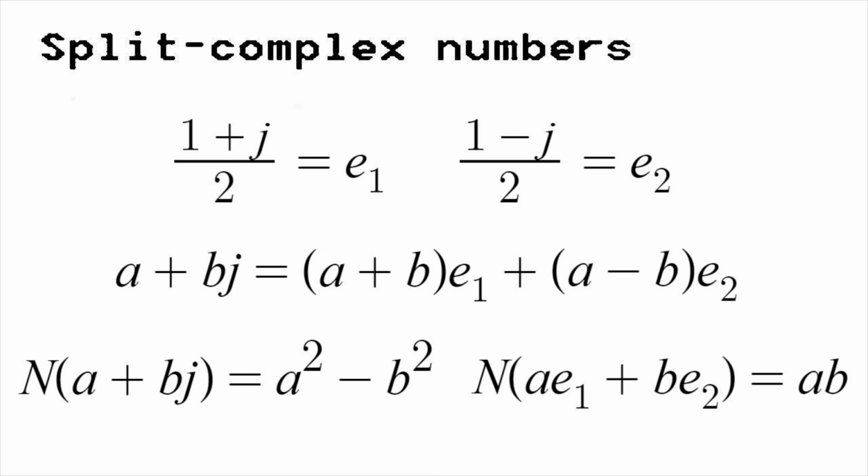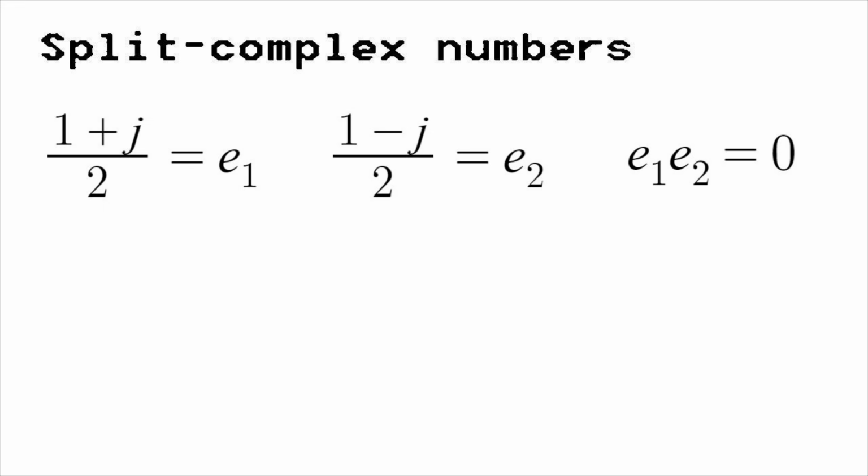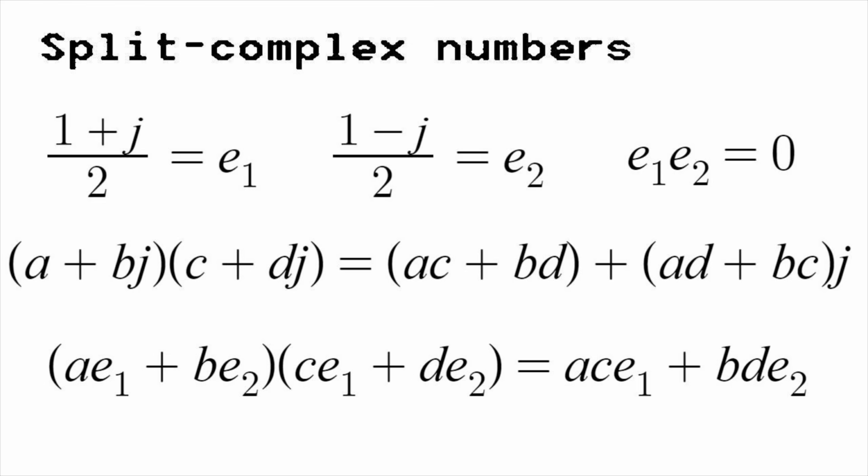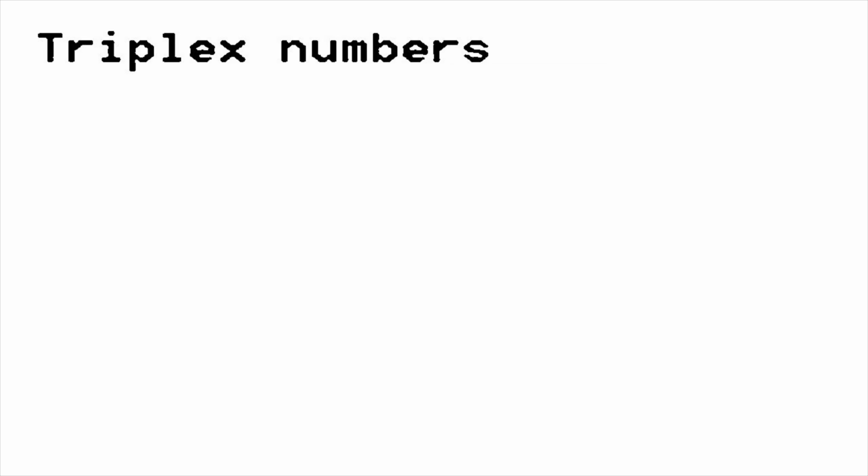Also, since E1 times E2 equals 0, multiplication winds up being a whole lot easier. Where (a + bj) times (c + dj) equals (ac + bd) + (ad + bc)j, (aE1 + bE2) times (cE1 + dE2) equals acE1 + bdE2. Smooth. If we try to form a diagonal basis for the triplex numbers, some interesting stuff starts to happen.